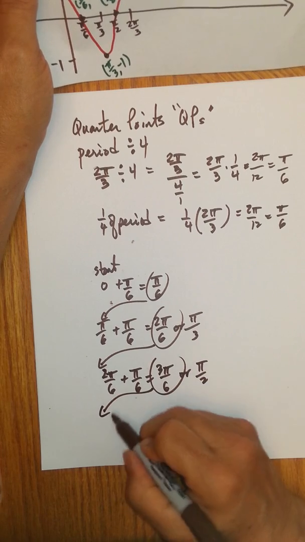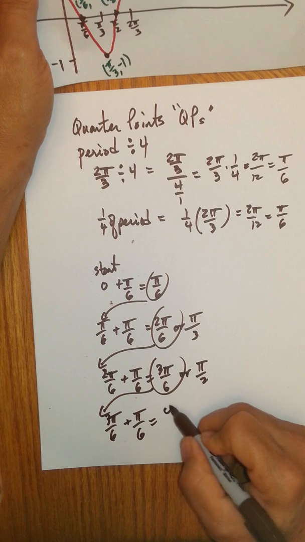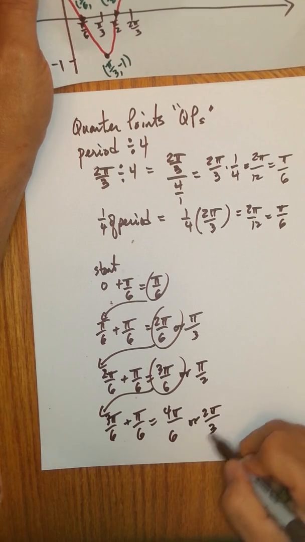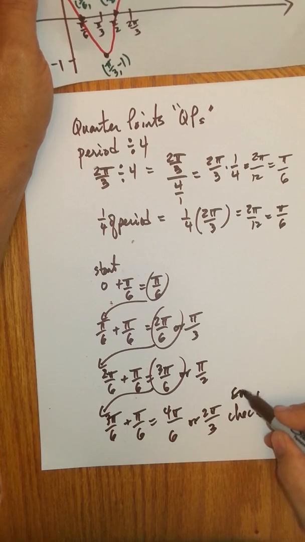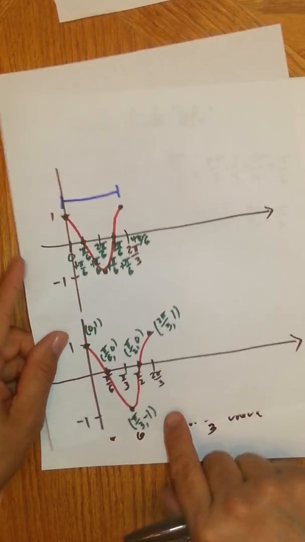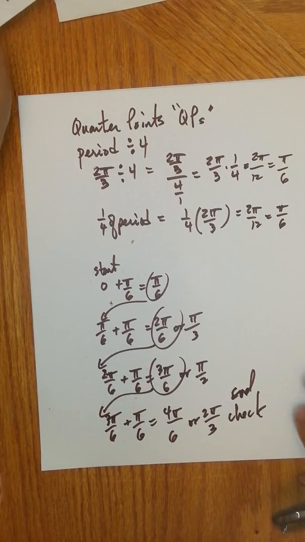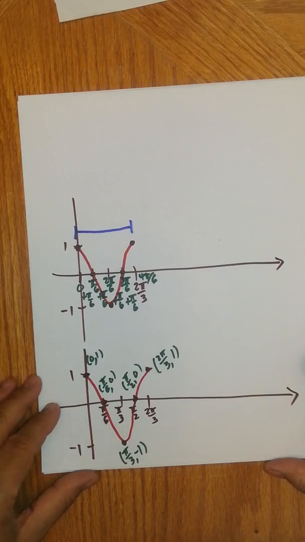And this comes back over here, 3 pi over 6, plus another pi over 6 is 4 pi over 6, or 2 pi over 3. And that's our check in the sense that here's where we end. We know the wave ends at 2 pi over 3, and indeed that's what we got. So that's a nice check to have happen. Now, the other thing I want to show you is, how do I continue drawing this wave?